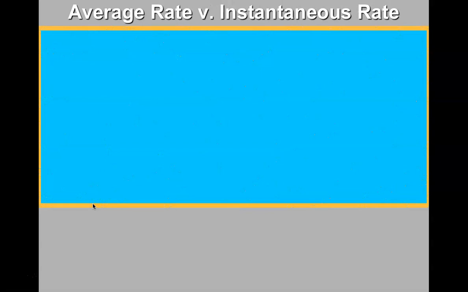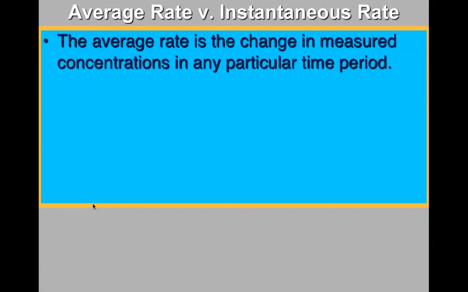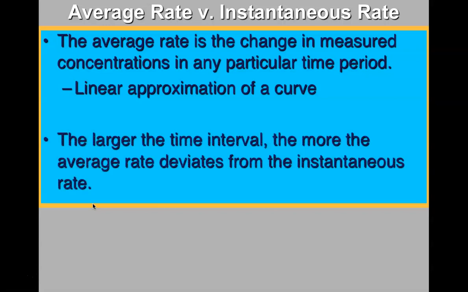All right, average rate versus instantaneous rate. Obviously, average rate is over a period of time, taking multiple rates in between that period of time. It's a linear approximation of a curve. So it's an approximation, big key thing there. It's not the most accurate thing in the world, and the larger the time interval, the more the average rate deviates from the instantaneous rate. An instantaneous rate, as we said earlier, is the slope of the tangent line at that specific point. But as you make the time period larger and larger, the average rate goes further and further away from the instantaneous rate.